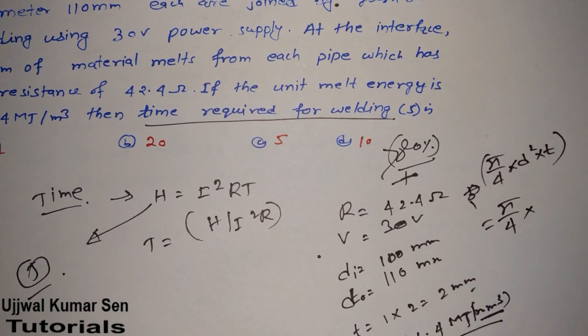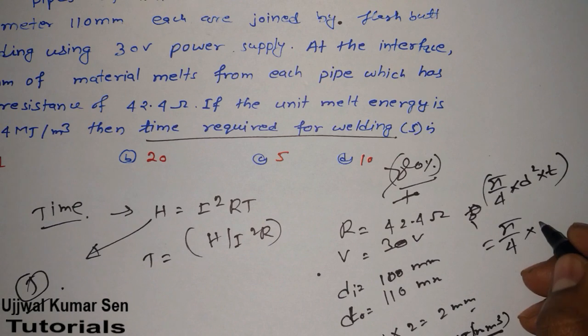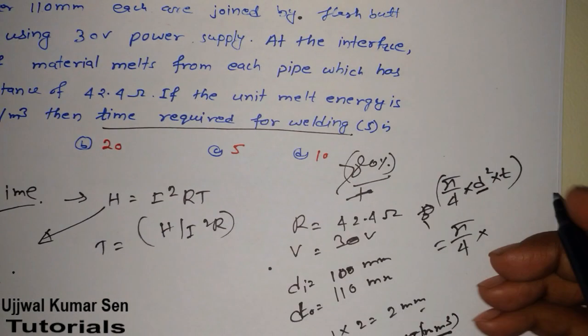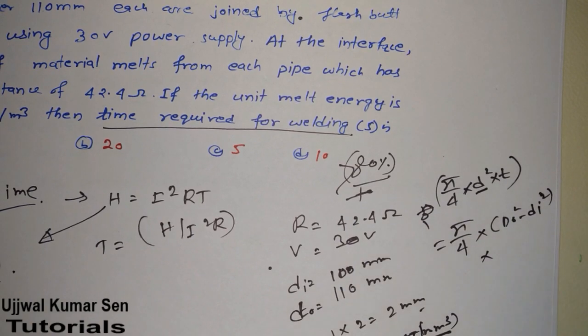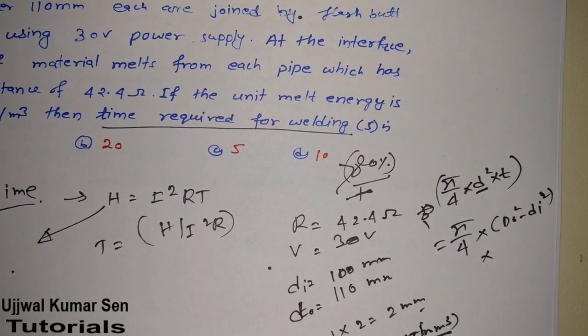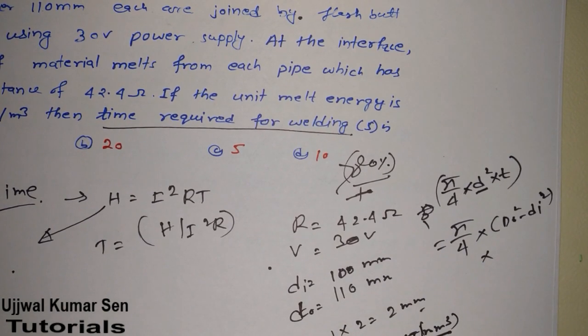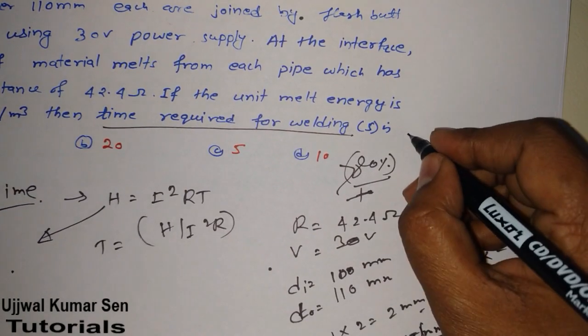So pi by 4 d square, but there is an inner side diameter and outer side diameter, so I have to do d naught square minus di square into t, thickness. How much value of thickness do I have? Can you guess? That is important also. I have to know the thickness, which I shared with you: 2 mm.